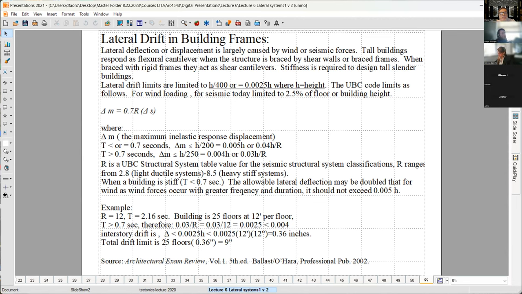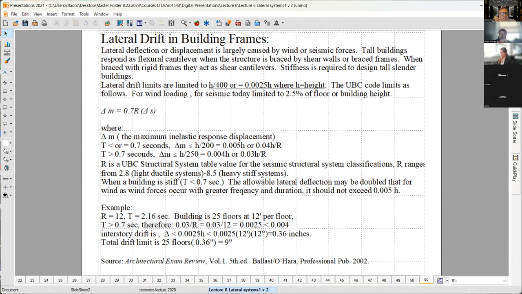To run through a basic quick evaluation, this is the old UBC technique, which is somewhat simplified compared to what we have today in terms of originating that force. Let's say lateral drift limits for wind are H over 400, or 0.0025H, where H is height. For seismic, we'd be at 2.5% as the drift limit. Delta M is the maximum inelastic response displacement.